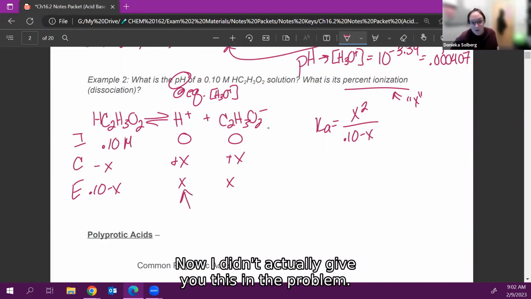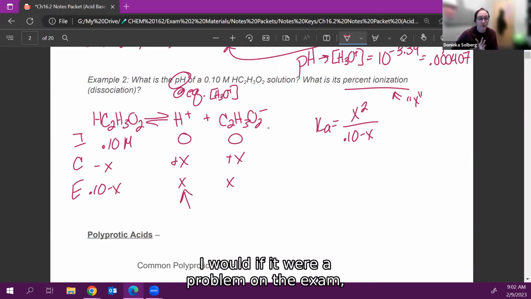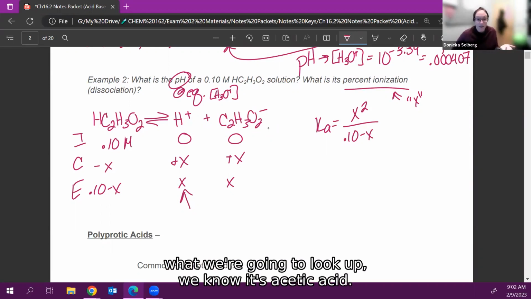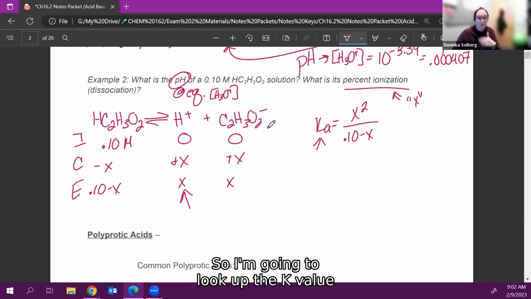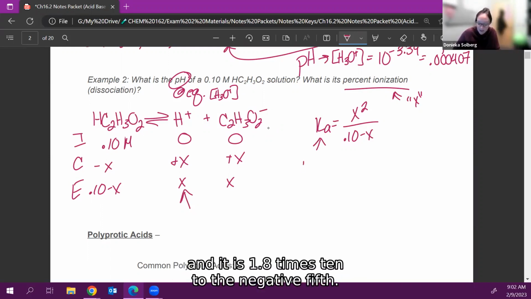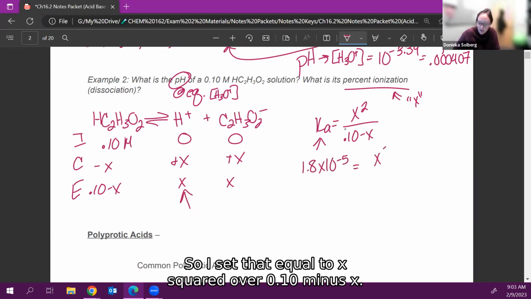Now, I didn't actually give you this in the problem. I would if it were a problem on the exam, but we know it's acetic acid, so I'm going to look up the Ka value for acetic acid on my sheet, and it is 1.8 times 10 to the negative 5th. So I set that equal to x squared over 0.10 minus x.